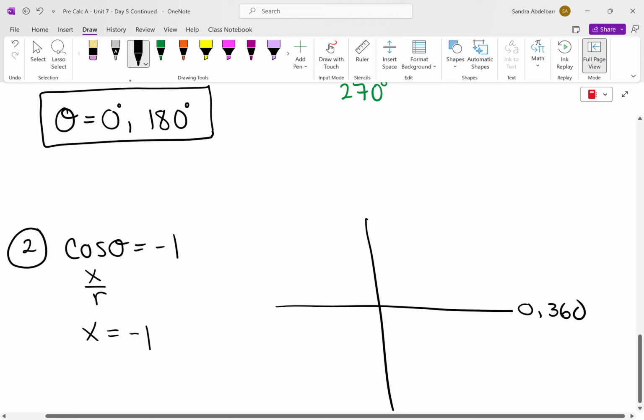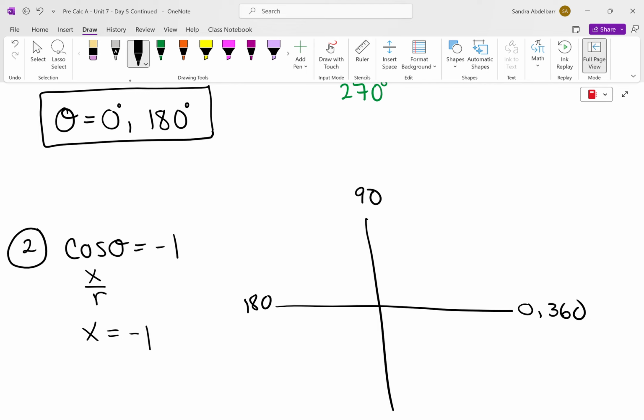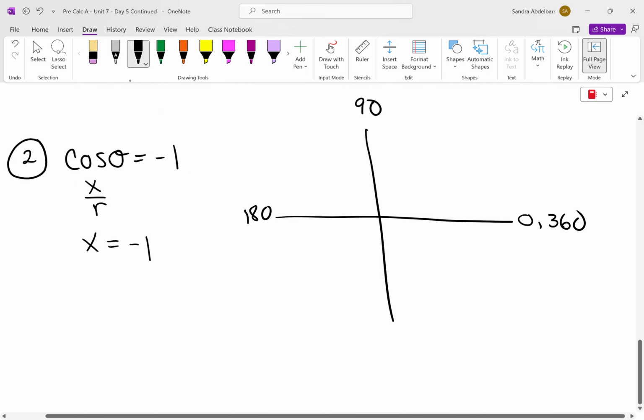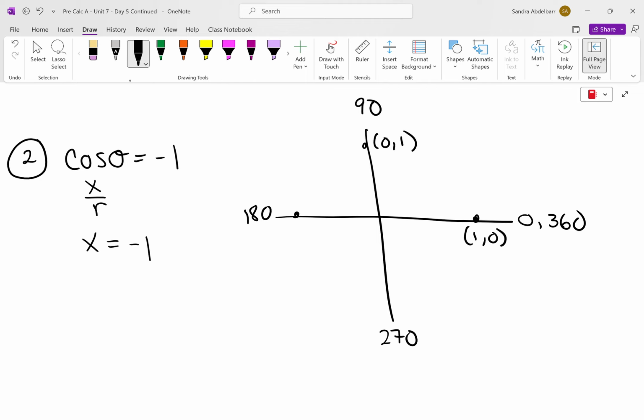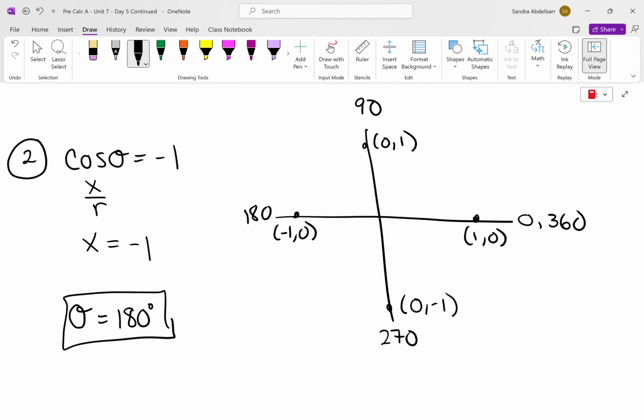So we're going to look, we're 0, 360, 90, 180, 270: 1, 0, 0, 1, negative 1, 0, and 0, negative 1. So where is x negative 1? Only at 180. So theta can only be 180.